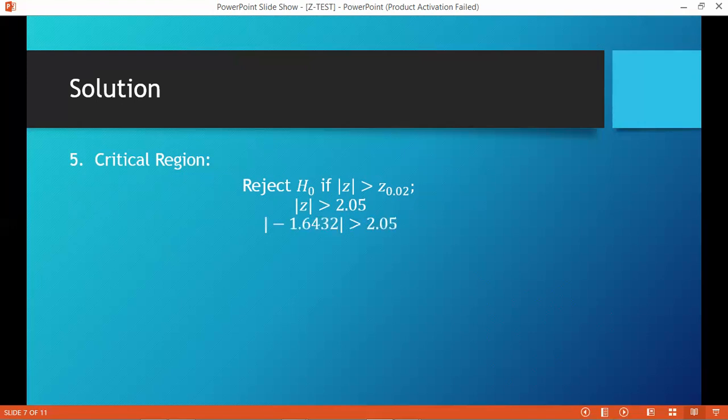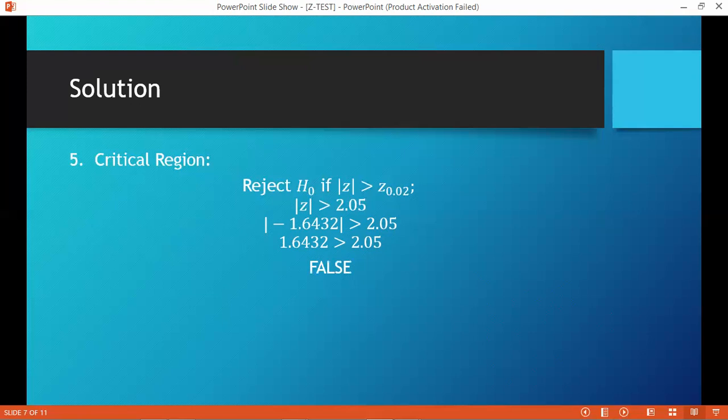Now, remember, sa fourth step natin, ang nasolve na value is negative 1.6432. Now, 1.6432, the absolute value of that one is 1.6432. Then 1.6432 is greater than 2.05. Is that true or false? Of course, it is false.